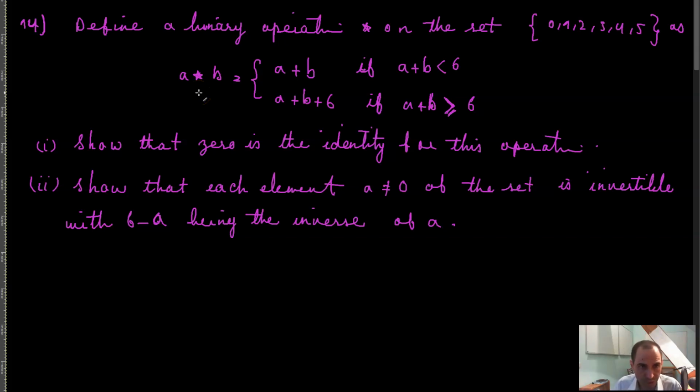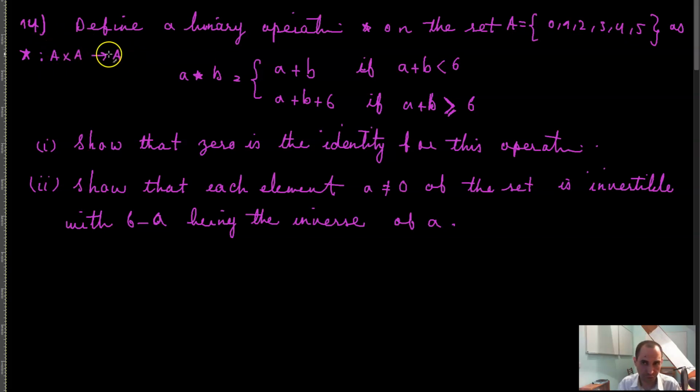Okay, so the next question that we have here is question number 14. Define a binary operation star on this set, as A star B is equal to. So basically, you know that the binary operation on this set, if you call this set, for example, set A, then the binary operation star is on the set A cross A, meaning that you have the Cartesian product of A and A.